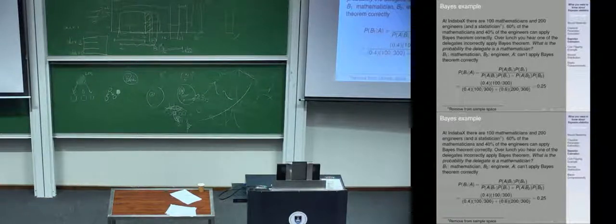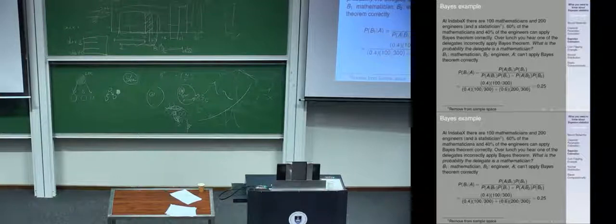So let's say 60% of the mathematicians, so there are 100 mathematicians, so that's 60 out of 100, and 40% of the engineers, so 40% of 200, can apply Bayes' theorem correctly. Okay, I made up the numbers, so please don't take offense. There was actually actuaries and economists in it, but I thought that's not very valid, so I changed it to these ones. Over lunch, you hear one of the delegates incorrectly apply Bayes' theorem. I'm sorry, I wasn't at lunch, so it really can't be true. What is the probability the delegate is a mathematician?